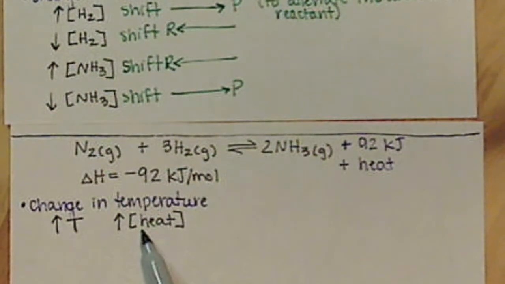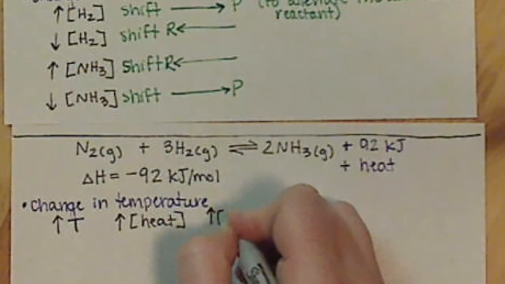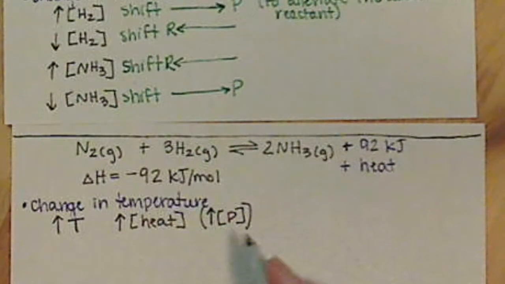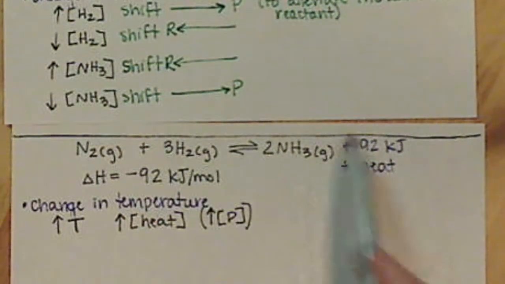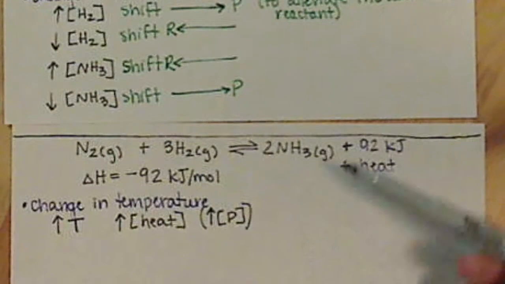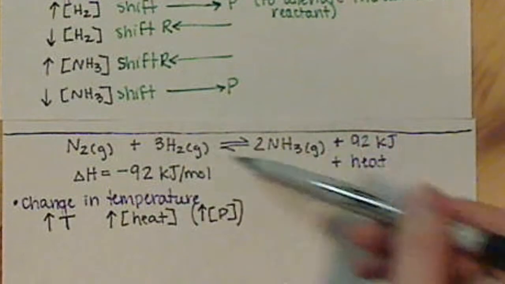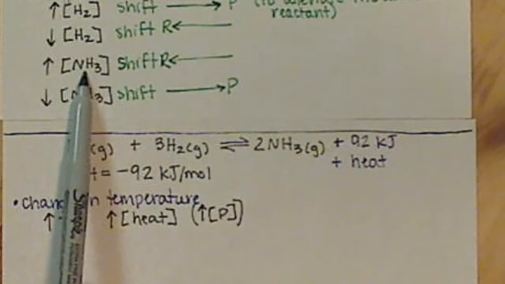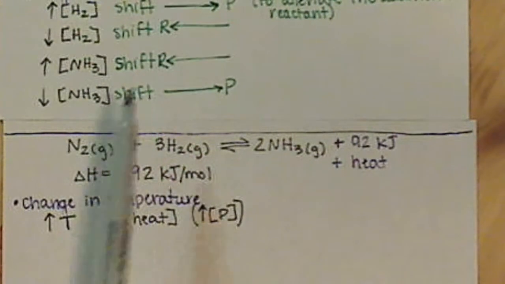If we increase our heat, what we're doing is we're increasing the concentration of our product. So that's in parentheses. That's what we're doing, we're increasing something over on this right-hand side. So if we have a heavier side over here, our equilibrium is going to shift away from that. It's going to shift towards the reactants to try and get that back balanced out. Just like up here, when we increase the concentration of our ammonia, which is a product, we shifted towards the reactants.